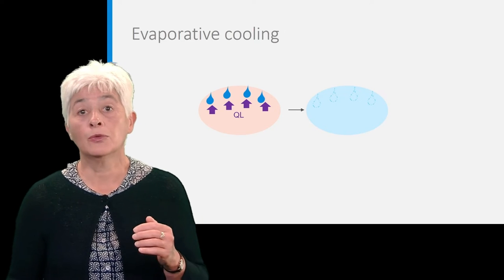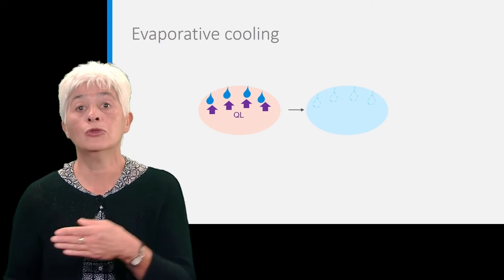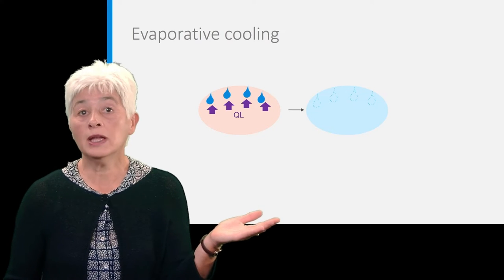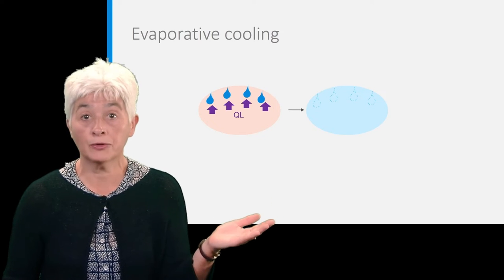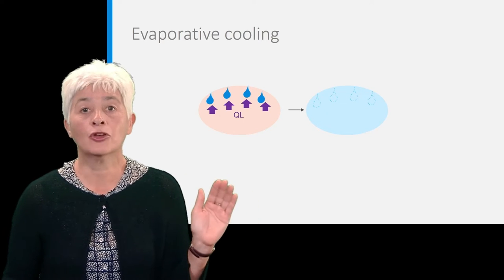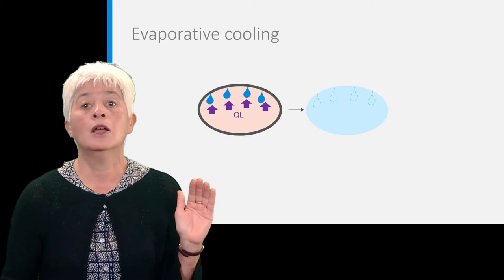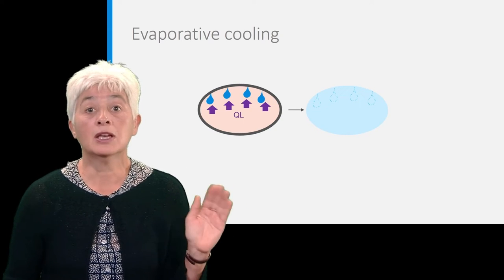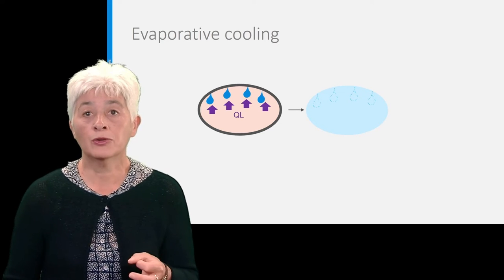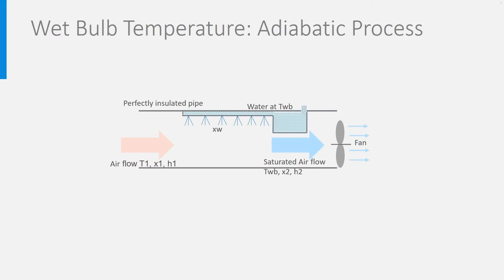So, on the left, we have dry, warm air with water droplets coming in, leading to colder and more humid air. There has been no heat exchange with the outside of the system. No heater or cooler was applied. Heat has only been exchanged within the air and the water. We call this an adiabatic process. It costs no energy. The wet bulb temperature relates strongly to this adiabatic process.